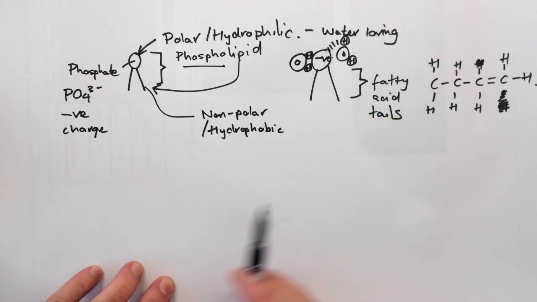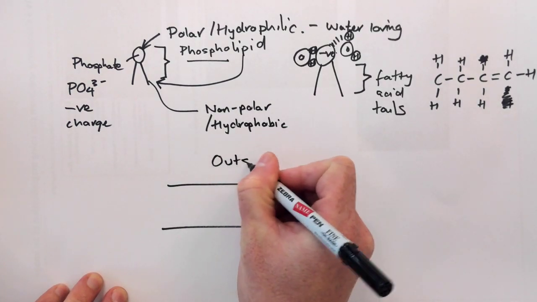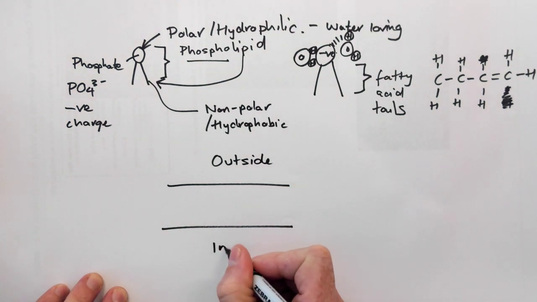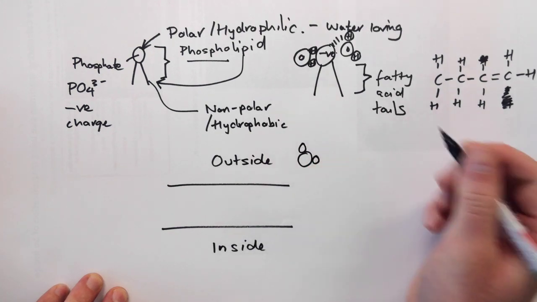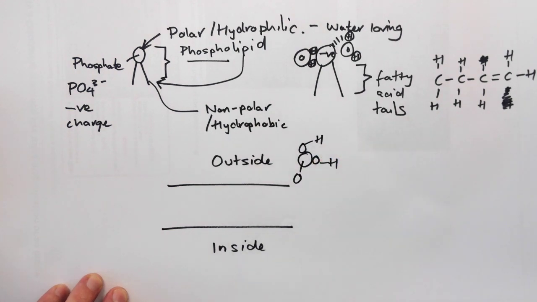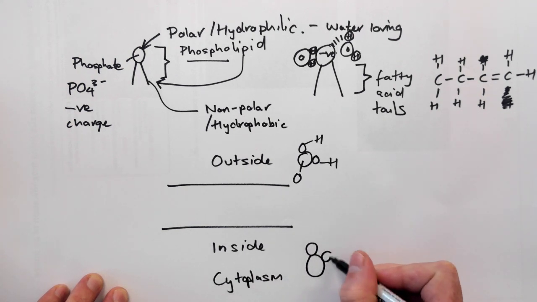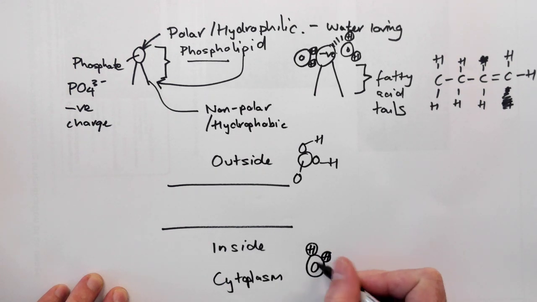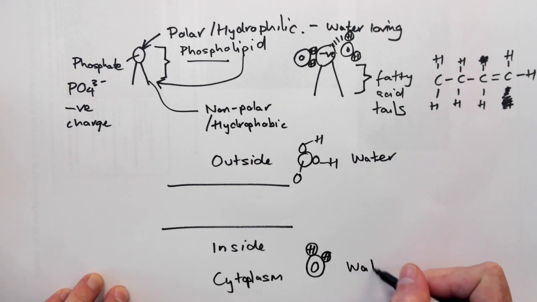Now, if we have water, the water is outside cells and inside. There are lots of water molecules floating around. And then we have the membrane, and inside, in the cytoplasm, is also lots of water. So there is water outside and there is water inside.